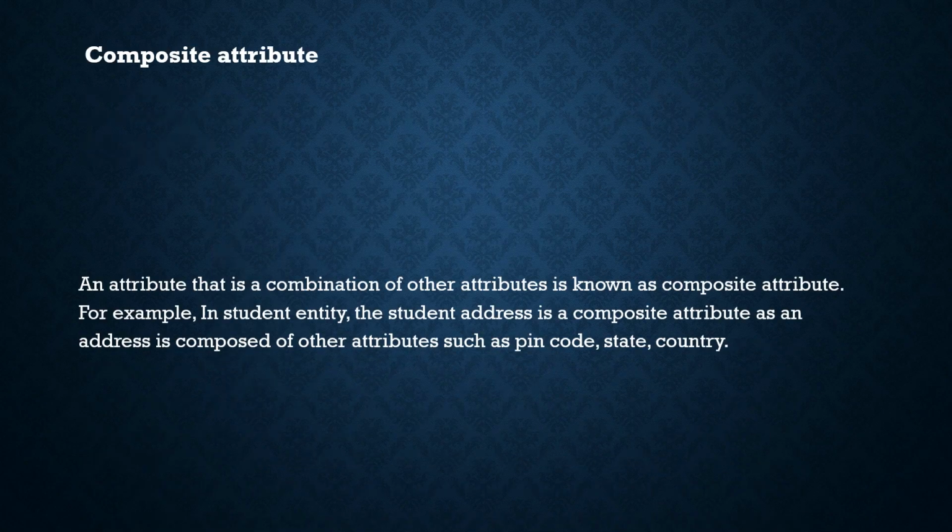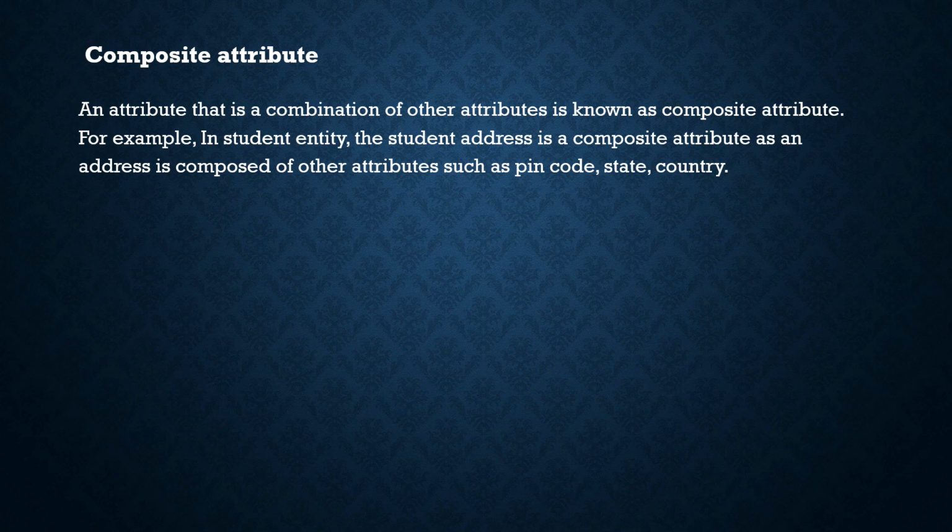Next, composite attribute. So what do you mean by composite attribute? An attribute that is a combination of other attributes is known as a composite attribute. For example, in the student entity, the student address is a composite attribute, as an address is composed of other attributes such as pin code, state, country. See, you can take a student information database. Under that, a student is an entity having student roll number, student name, student age, student gender and student address. So many things are there.